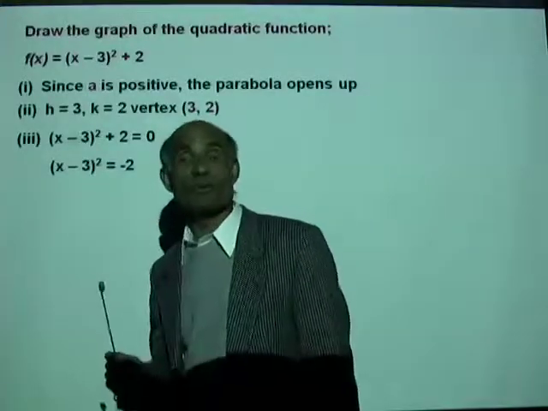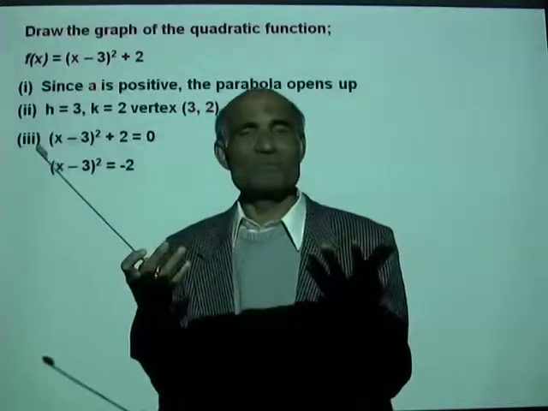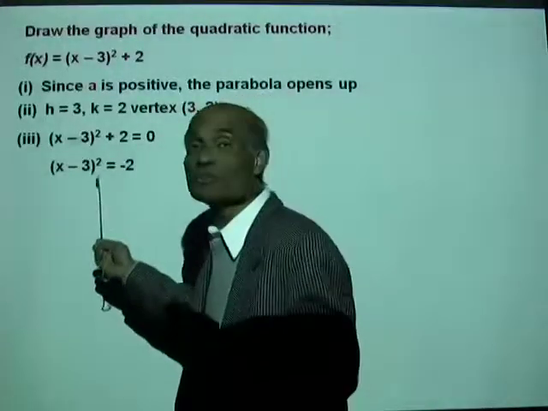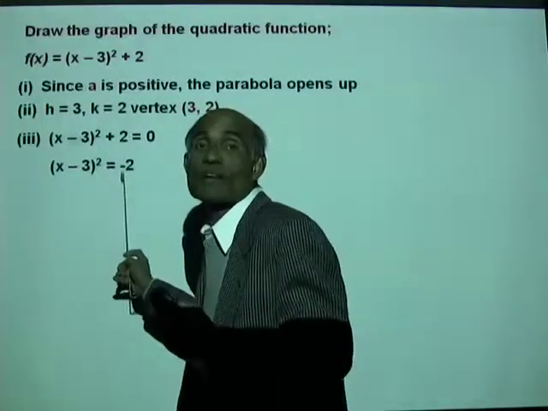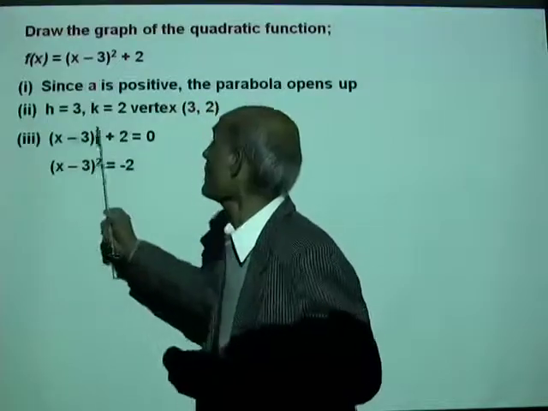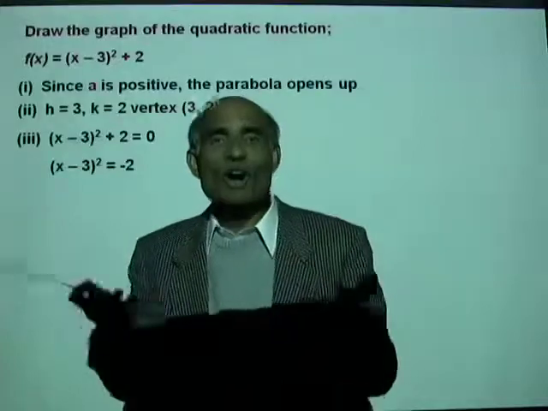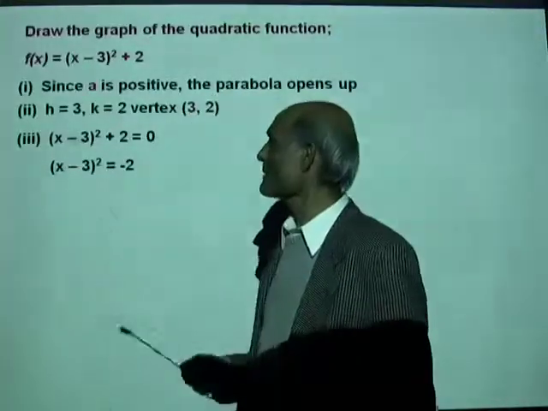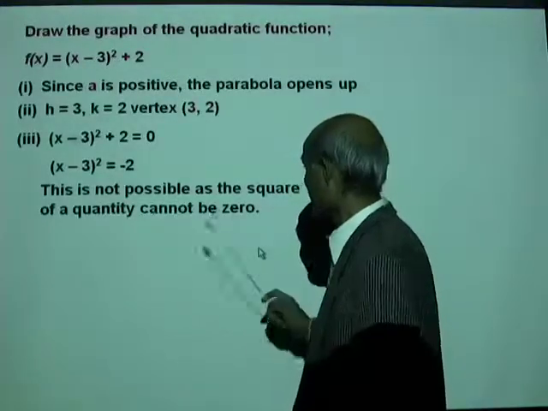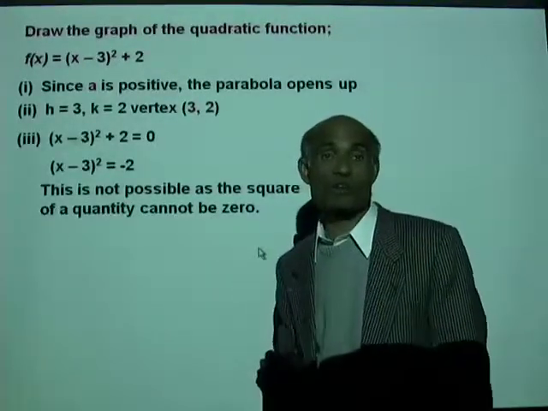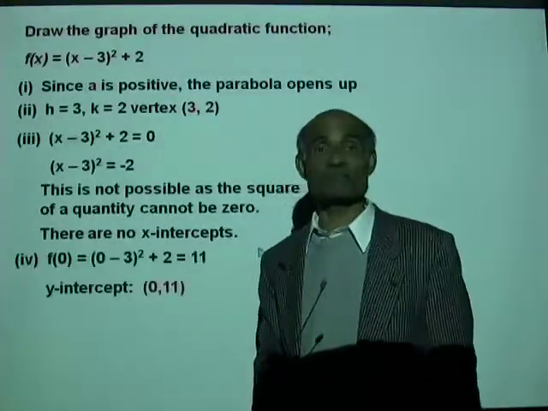Now, therefore, what do we do? What is the information that this actually gives you? The information this gives you is that since (x minus 3) all squared equal to negative 2 is not possible, there are no x-intercepts. In other words, this parabola will not cut the x-axis. That is the meaning of that. So, since this is not possible, because a square of a quantity cannot be negative, there are no x-intercepts.